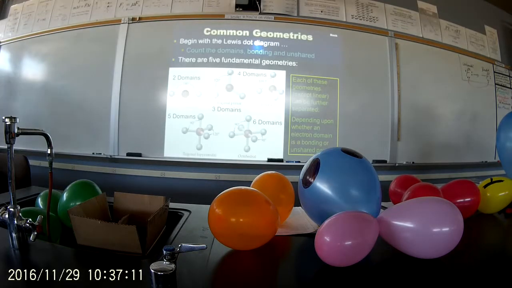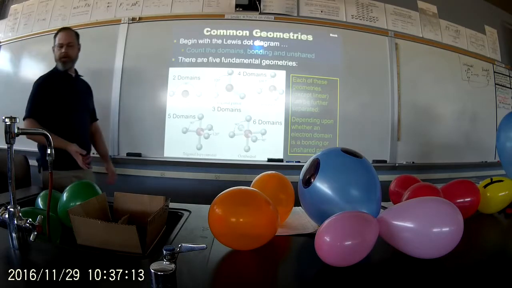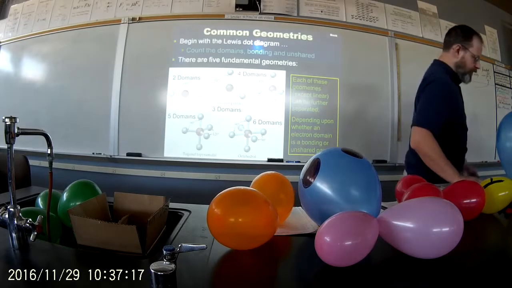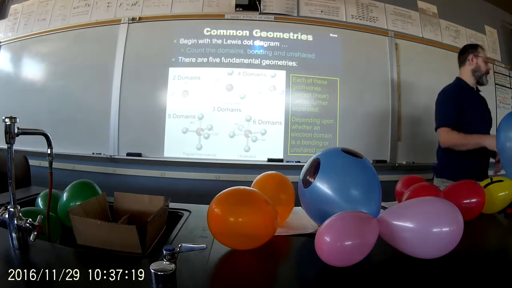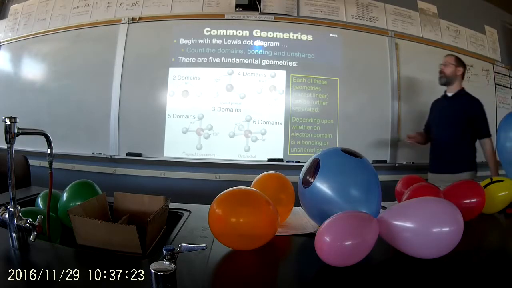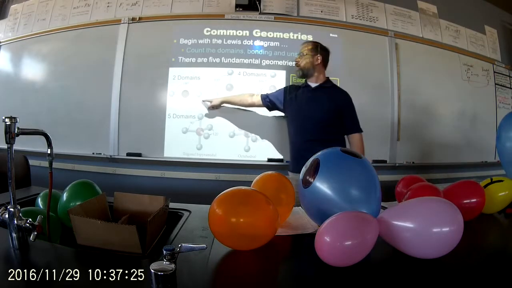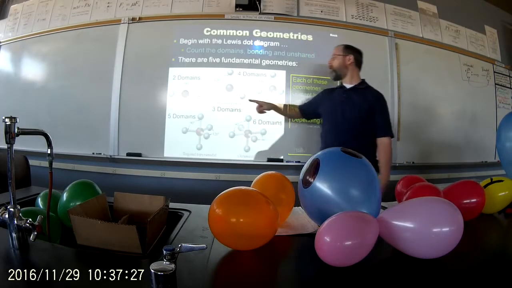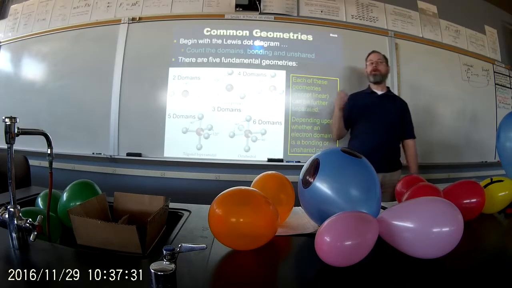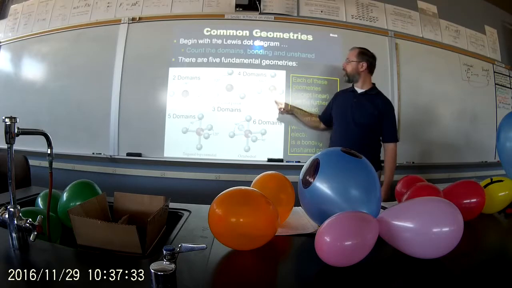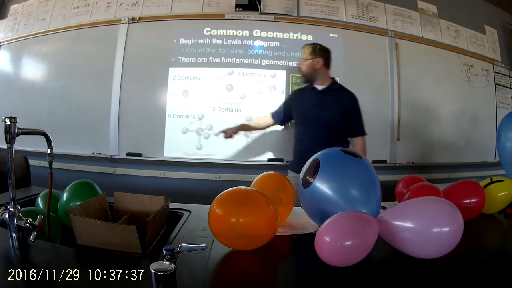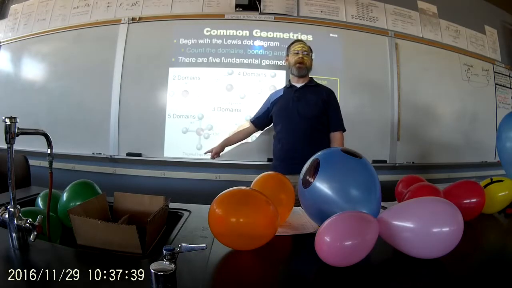Now, to find the geometry of a molecule, you start with the Lewis structure. You draw the Lewis structure, and then you count the number of domains around a central atom. If there are 2 domains, it is linear. If there are 3 domains, it's trigonal planar. If there are 4 domains, it's tetrahedral. If there are 5 domains, then you get a triangle pyramid on top of a triangle pyramid.